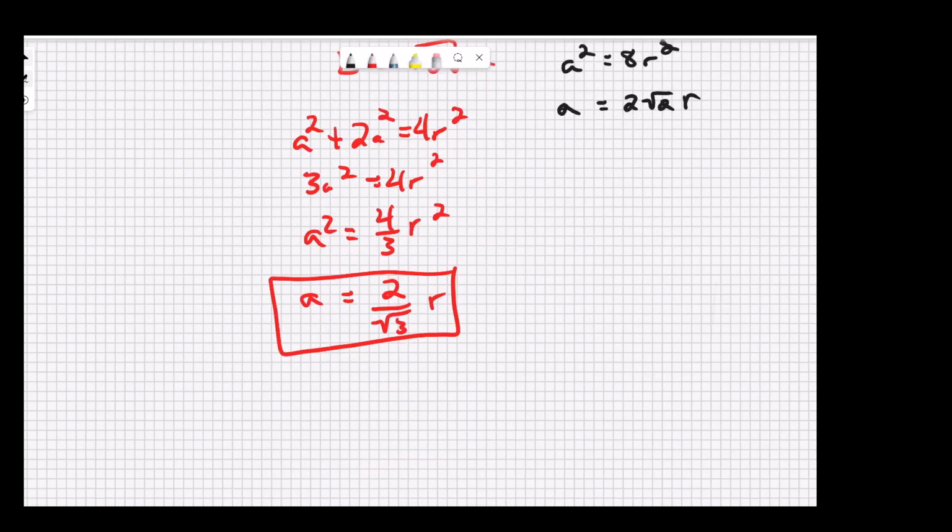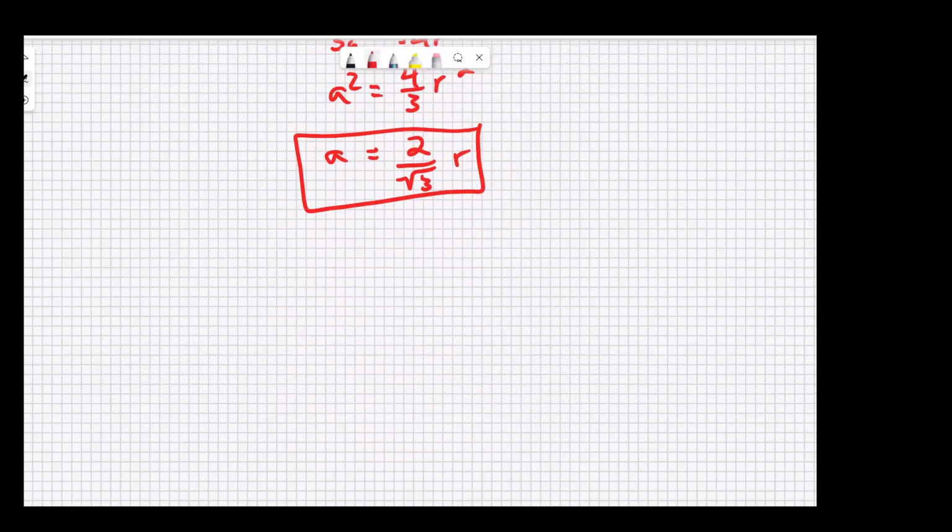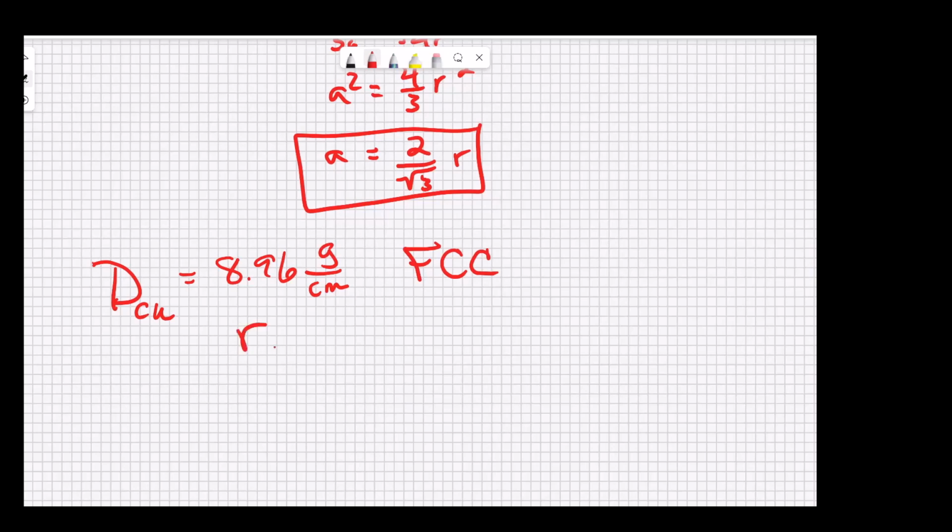All right, so let's solve a problem here. We said the density of copper is 8.96 grams per centimeter cubed. And we know that this is going to be face-centered cubic crystallization. Tell me the radius of a copper atom.